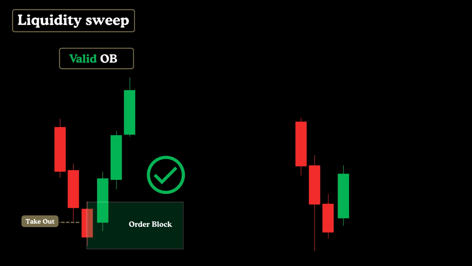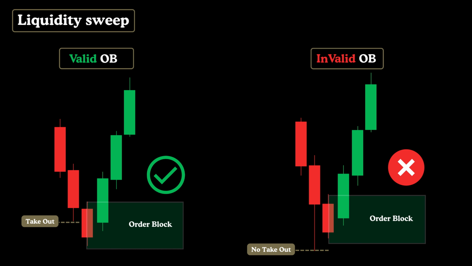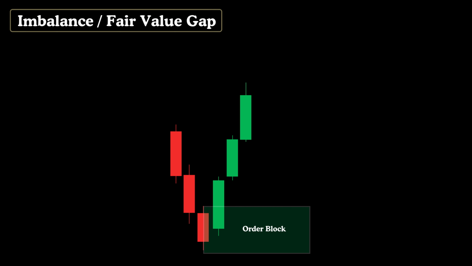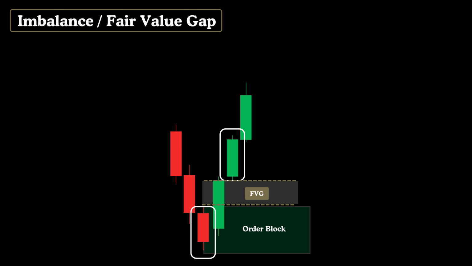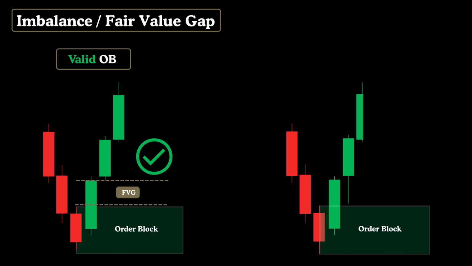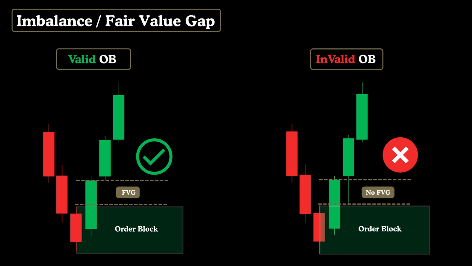However, if the price doesn't break the high or low of the previous candle, it is seen as an invalid order block. Second, imbalance or fair value gap. A genuine order block is followed by a strong impulsive movement, forming a gap known as FVG, fair value gap. If there's a gap between the first and third candles in a three-candle formation, it is a valid order block. However, if the price after the order block moves slowly or sideways, and no strong movement or gap appears, then there is no imbalance, and such an order block becomes an invalid order block.